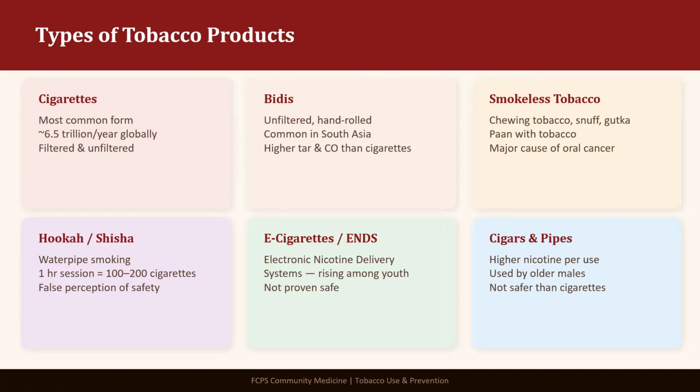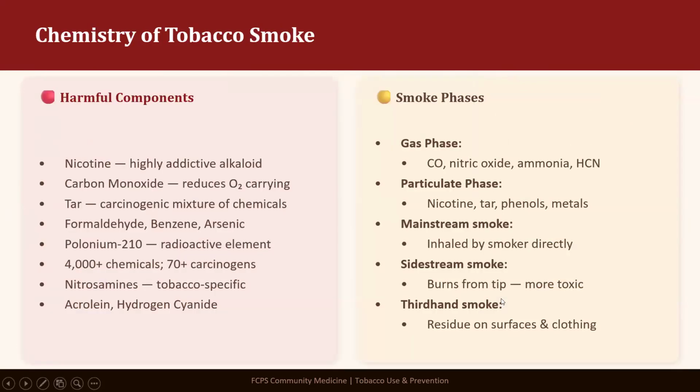Hookah is shisha. Water pipe smoking, a 1 hour session, is approximately equal to 100 to 200 cigarettes. E-cigarettes and electronic nicotine delivery systems are rising among the youth. Cigars and pipes have higher nicotine per use and are used by older males. They are also not safer than the cigarette.